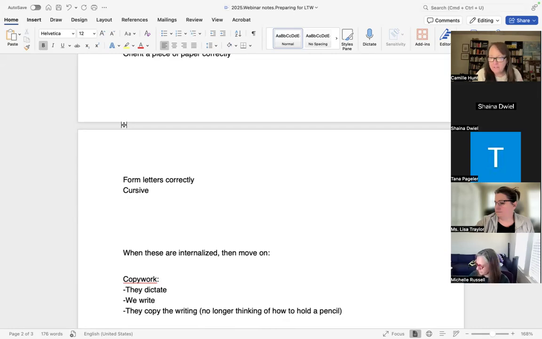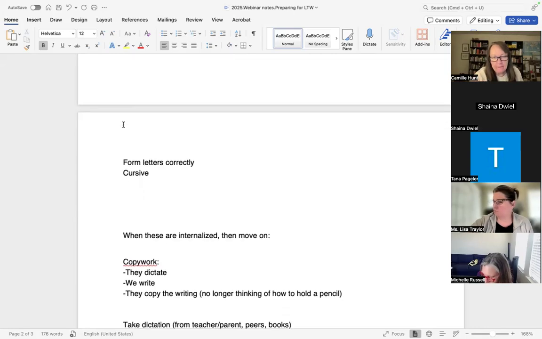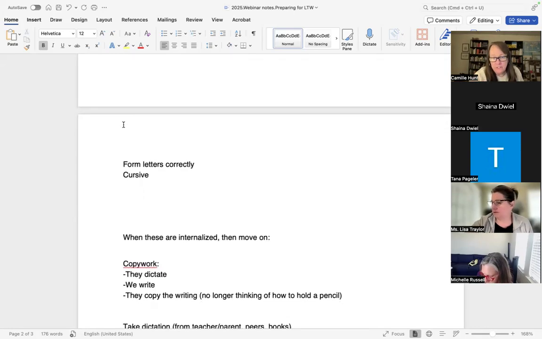When they're no longer thinking of how to hold a pencil, they've internalized all those other things. They know how to form the letters, they're thinking, and now they can see their sentences and they can handwrite them mechanically without a problem, without speed bumps along the way. So that's the second stage, second part of that bridge. They dictate, we write, and then they write. So they're still doing copy work though. And then we want to do that for a couple years too.